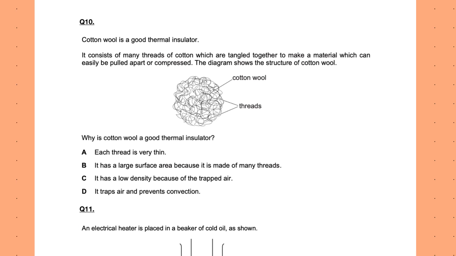Question 10. Cotton wool is a good thermal insulator. It consists of many threads of cotton which are tangled together to make a material which can easily be pulled apart or compressed. The diagram shows the structure of cotton wool. Why is cotton wool a good thermal insulator? We've also been over these type of questions in class. That's because it traps air. So it traps air and prevents convection.